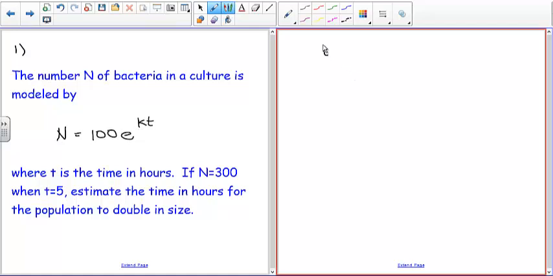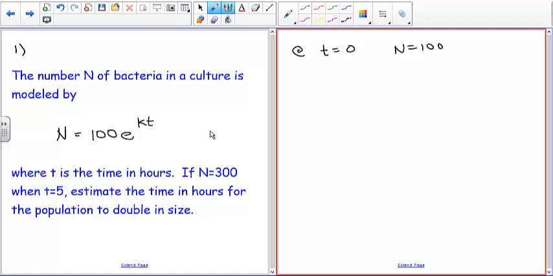So they don't ask us anything, but what we can say is that at t equals 0, n equals 100. And what they've given you is the count at some other time, 5 hours. They did say hours here. So what we're going to do is find k based on this information. And then once we have k, we can use that to figure out how much time it takes to double the population.